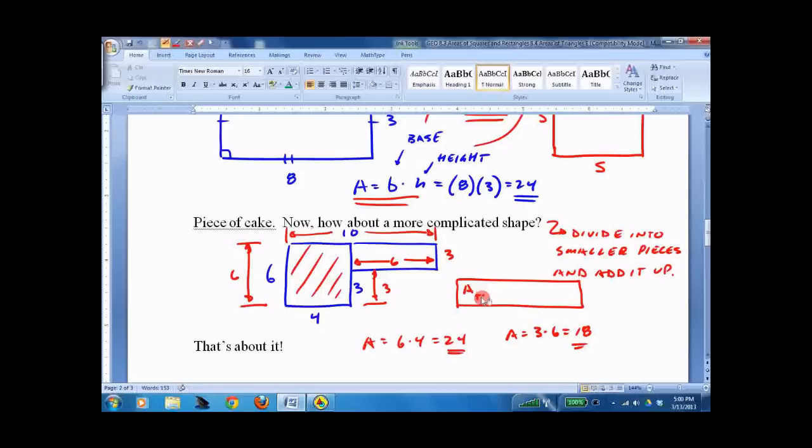Area total, 24 plus 18 equals 42. So figure out each one and add them up. A little complexity there in figuring out what dimension goes where. Nothing you can't handle.